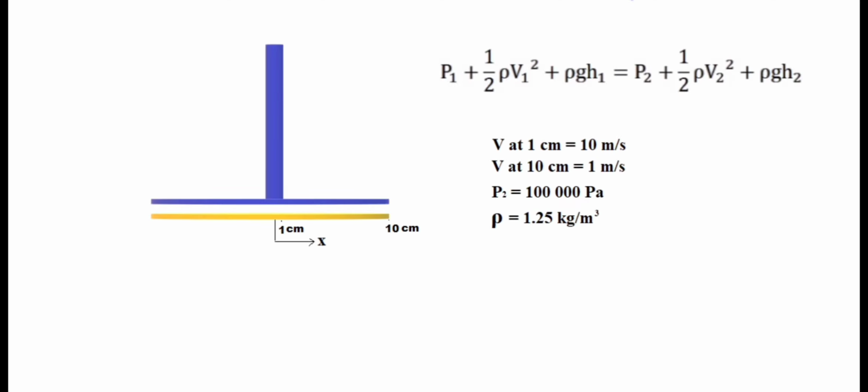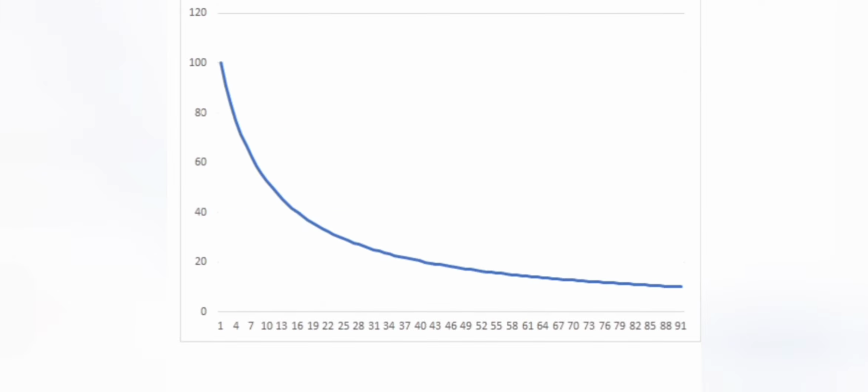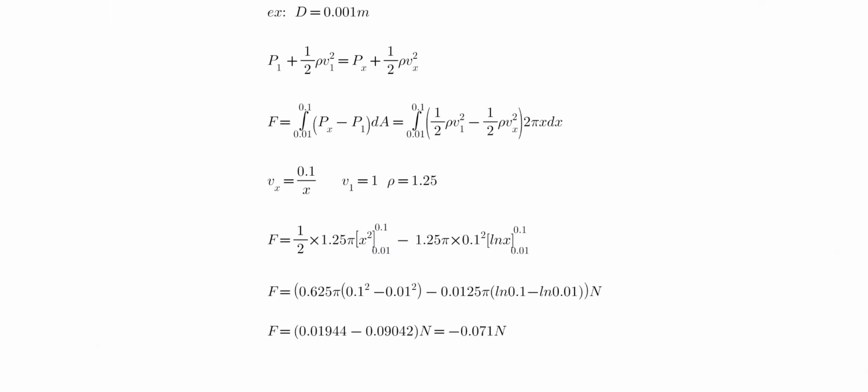I have put some numbers in to do a calculation of what the resulting force would be in this example. The resulting graph for the negative pressure as a function of the distance from the center will look like this. In order to calculate the total force, one must integrate the value of the pressure over the total area of the disk. With the numbers I chose, I got a negative force of 0.071 newtons, which is about equal to the weight of 7 grams.